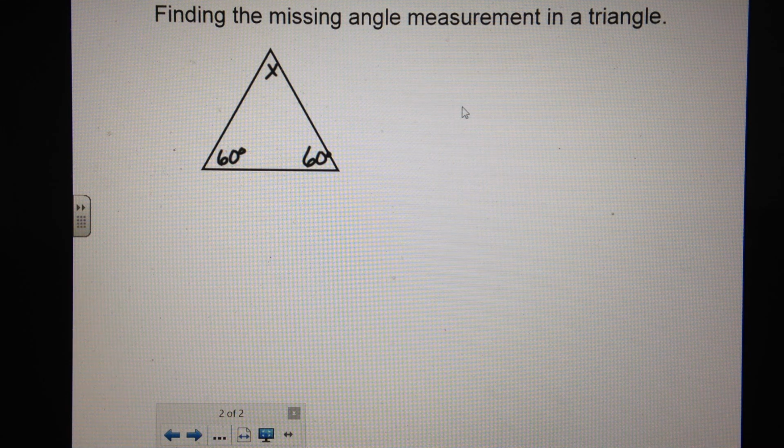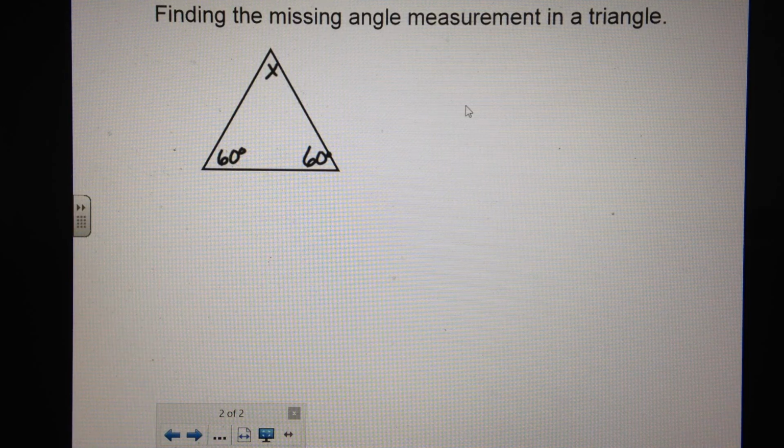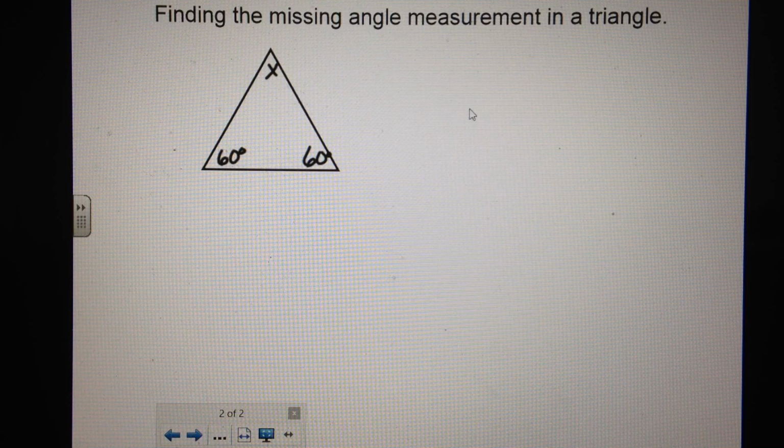Today we're going to talk about how do you find the missing angle in a triangle. As you can see from this picture, we have an equilateral triangle. That means all the sides and all the angles are equal. We know that this angle says it's 60. The other angle says it's also 60.